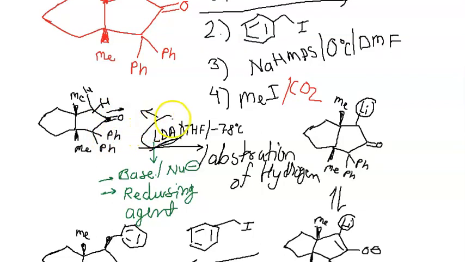Now the question is, why doesn't LDA attack directly at this position? Because the hydrogen is more acidic, and this carbonyl compound has less tendency to be attacked. It is also a bulky group, so LDA does not attack directly at the carbonyl position. So we use LDA here to abstract the hydrogen.